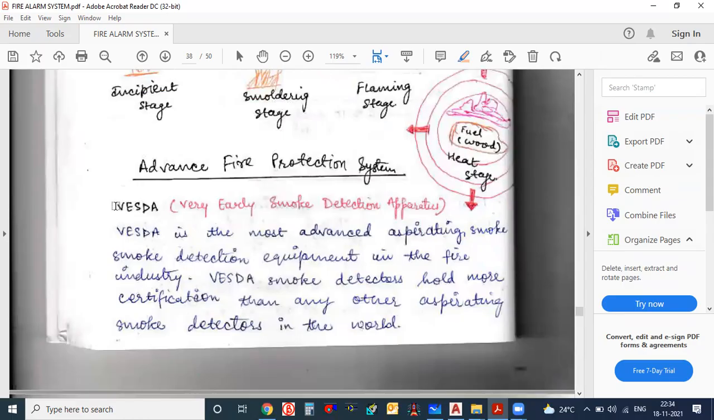Advanced fire protection. There is one more system called the VESDA system, very early smoke detection apparatus. This is also one of the special systems. Normally it is an aspirating device. These devices use the latest, most advanced technologies. This is also one type of fire alarm system, but it is an entirely separate system. In the same way, fire separation is also a fire protection system, but an entirely separate one. It is the most advanced smoke detection equipment.